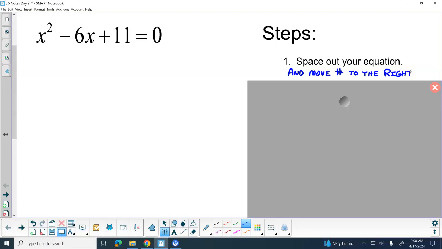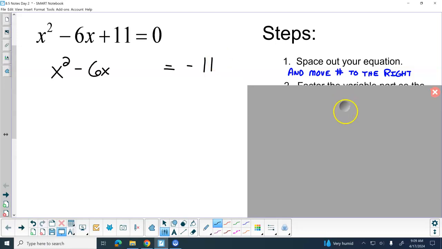So how we're going to space out this equation is, we're going to leave x squared, we're going to leave negative 6x, and then I'm going to make a gap, and I'm going to move that positive 11 to the other side as negative 11. I'm going to subtract 11 from both sides, but I'm not going to scrunch it in. I'm going to leave it spaced out. With me so far? Pretty easy so far.